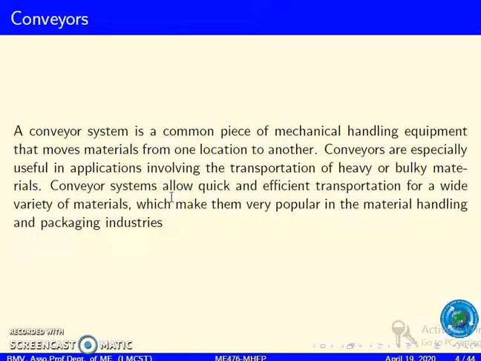A conveyor is a mechanical handling equipment which moves material from one location to another location. And these are used for applications where heavy or bulk materials are to be transported. Since it is quick and efficient in transporting material, these are very popular in material handling and packaging industries.